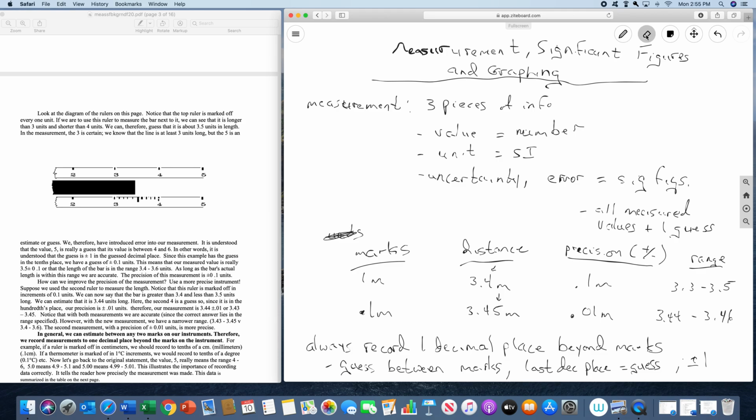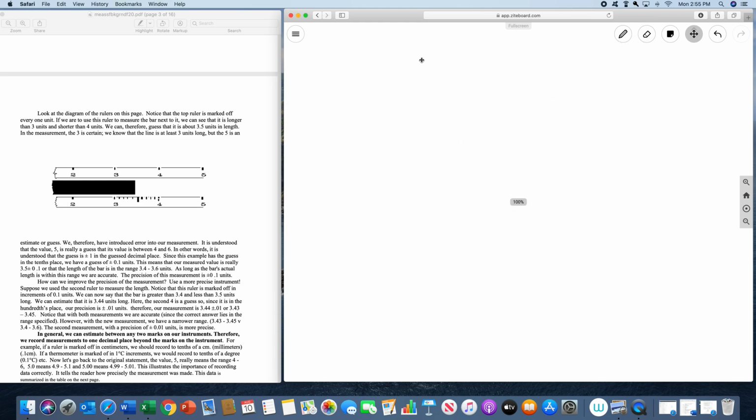I'm going to clear this, so you can hit pause for a minute if you need to. Now, significant figures, as we said, are all measured values plus a guess. The problem with significant figures is when we have numbers written, how do we know how many significant figures?